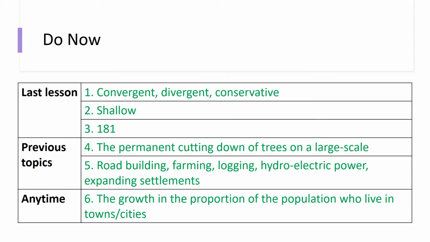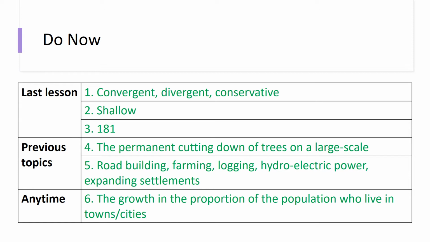Number 2, a shallow focus causes more damage than a deep. This is because the seismic waves do not have far to travel, so they still have lots of energy when they reach the surface. Number 3, 181. Number 4, deforestation is the permanent cutting down, they're not replacing. Number 5, there's lots of reasons, but these are the main ones.